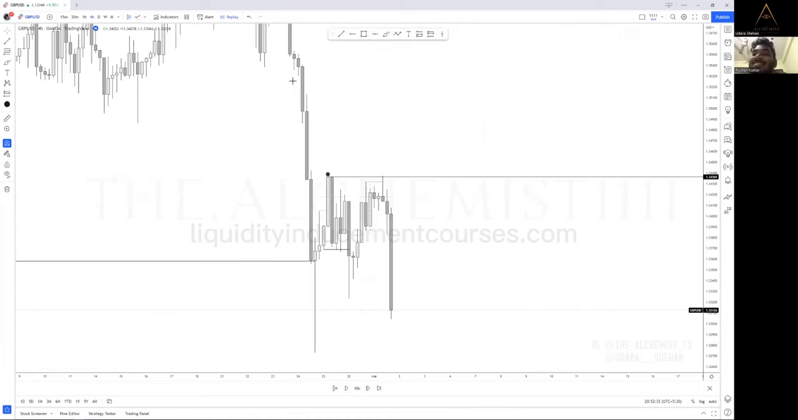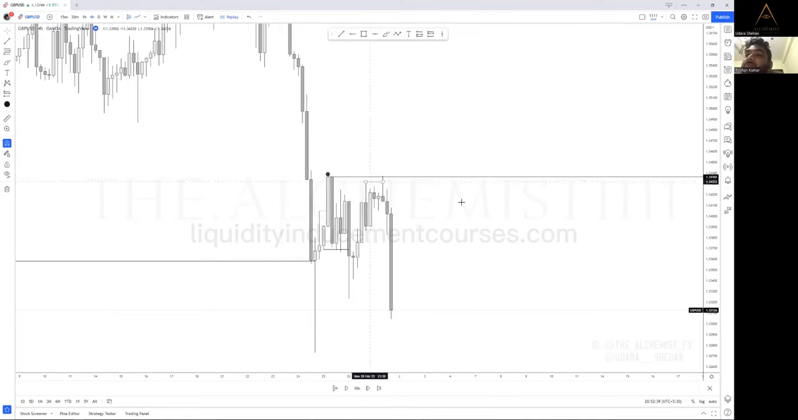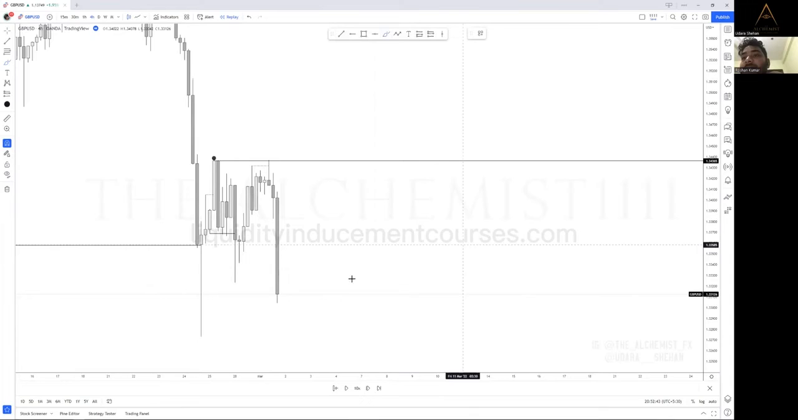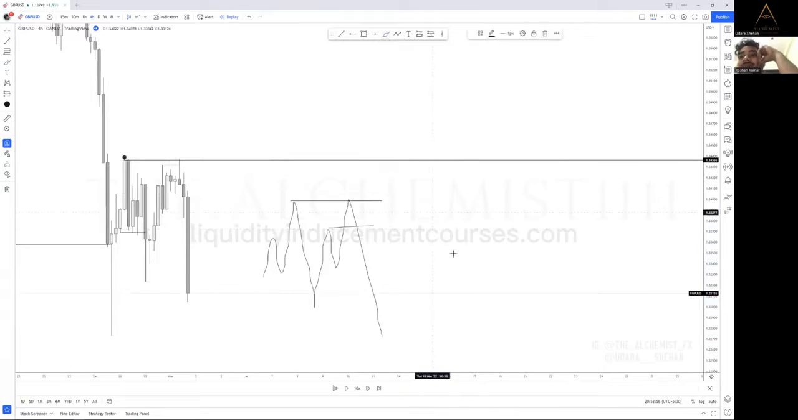So I told you it is a resistance. We're focusing on this resistance, and it is a strong one because why? It has liquidity below it, and it was also on a strong high. So this right here will be a very consistent setup. Strong high, liquidity below it, and the rejection block or resistance. Same thing like this.